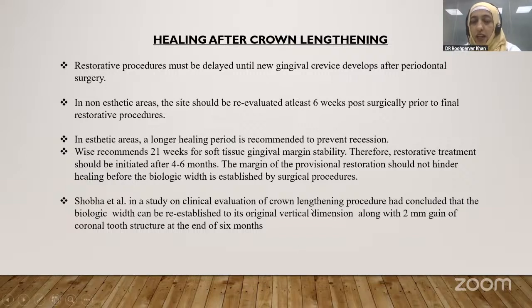If we hurry or hasten the final restoration without giving proper time for the periodontal tissues to heal, in future the patient will face gingivitis, periodontitis, and again there is loss of periodontium and chances of tooth mobility. So we have to maintain proper timing of at least 4 to 6 months to proceed with the final restoration.